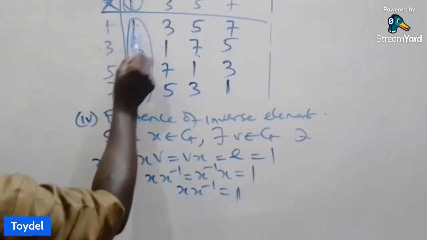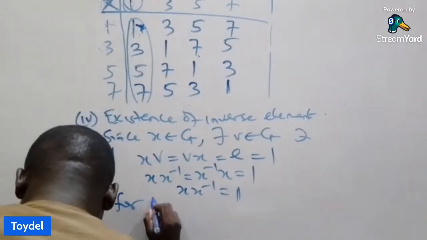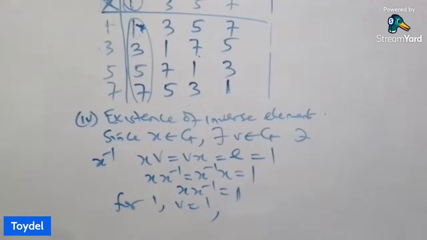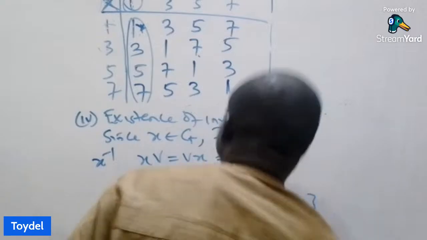The inverse element is v. For 1, v is equal to 1. Then for 3, v is equal to 3.